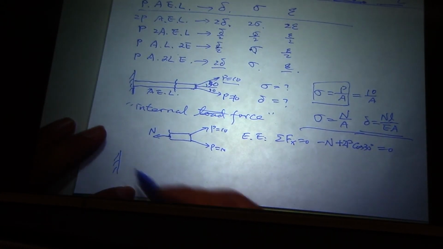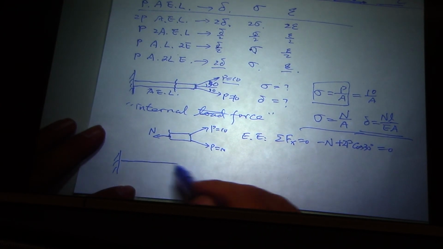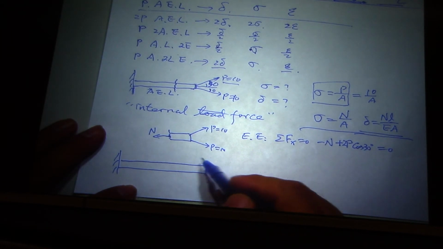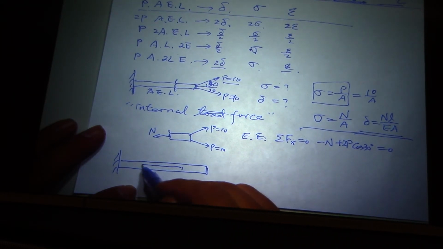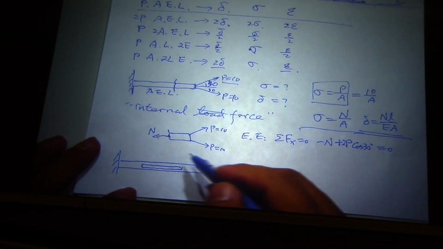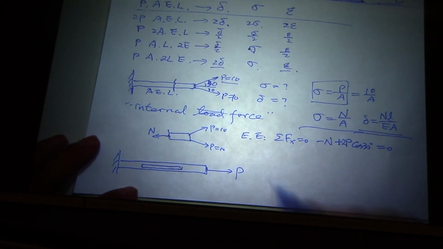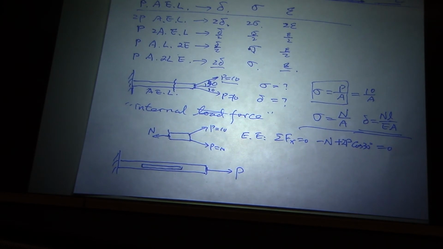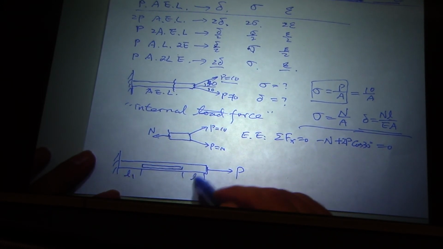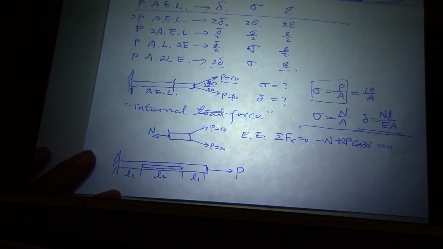So last, let me end with this question. What if I have a bar? Now, I make a hole here. A hole, empty, a hole inside. A hollow bar. So when I apply load P here, I know all the dimensions. I know the material. So I know this part is L1, this part is also L1, and this part is L2.